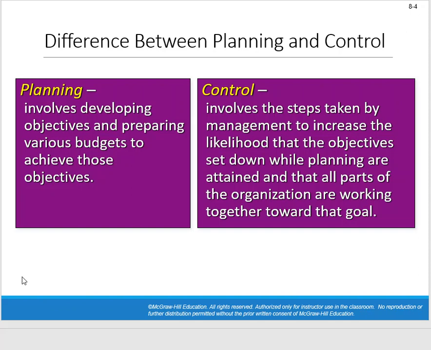So when we talk about the budgeting process, we've got planning and controlling. So the planning side is obviously developing the objectives, preparing the various budgets to achieve those objectives. So we're going to start with a point that we want to achieve a certain amount of sales dollars, and then we're going to create a plan to go with it. The control side of it is the steps taken by management to increase the likelihood that those objectives that we laid out while planning will actually be attained. So that we're actually going to achieve those goals. So what can we do during the process to make it more likely? So we have to keep checking in on our numbers, see how we're doing, and make adjustments as we go to make sure that we meet our budget. That's the control side of it.